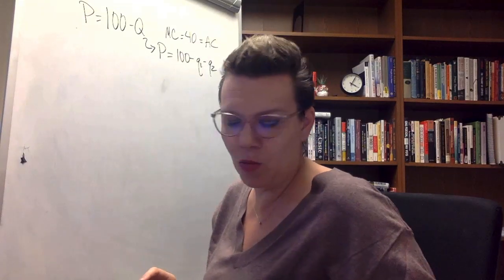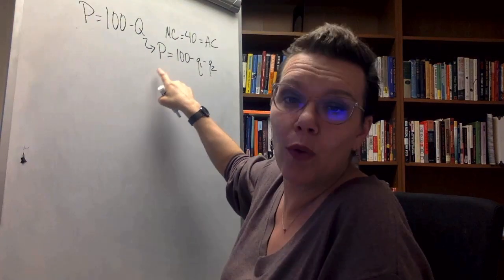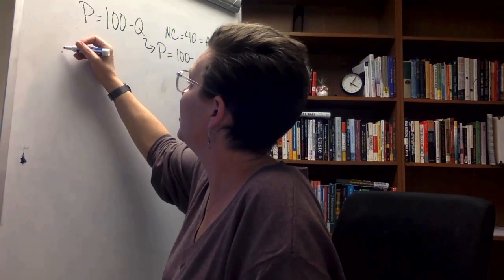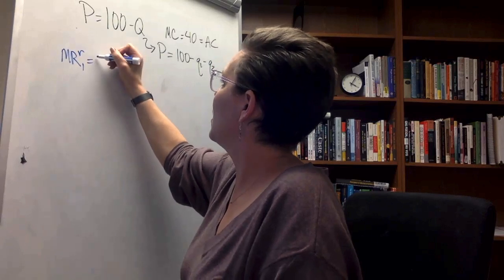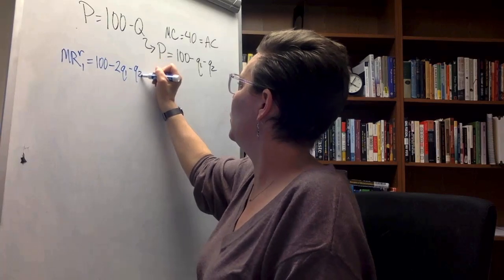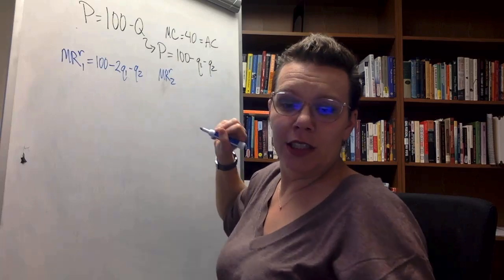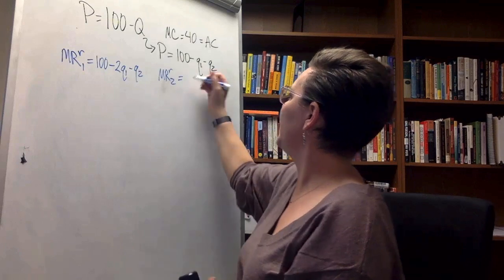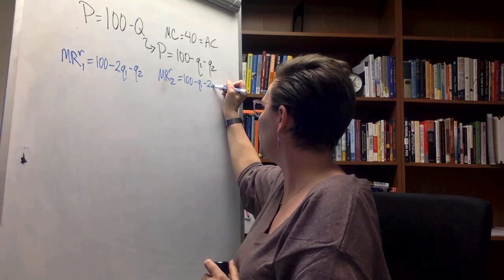So I want to take this inverse demand function and derive the residual marginal revenue function for each firm. There's going to be a residual marginal revenue function for firm 1, and it's going to be 100 minus 2Q1 minus Q2, and there's going to be a residual marginal revenue function for firm 2, and that's going to be 100 minus Q1 minus 2Q2.